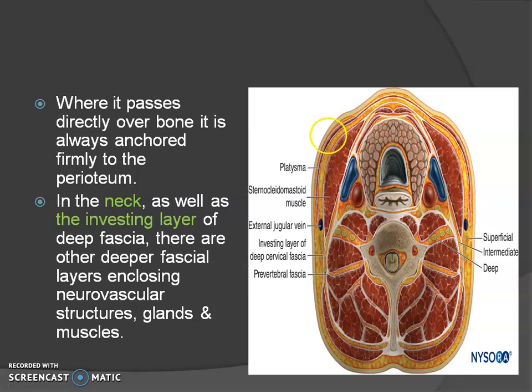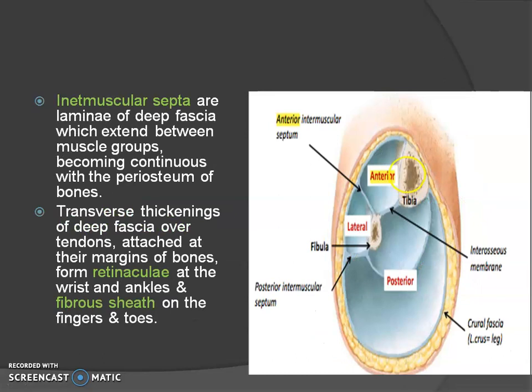Where it passes directly over the bone, it is always anchored firmly to the periosteum. In the neck, as well as the investing layer of deep fascia, there are other deep fascial layers enclosing neurovascular structures, glands, and muscles. Intermuscular septa are laminae of the deep fascia. Here you can see the intermuscular septa, which extend between muscle groups, becoming continuous with the periosteum of the bones.